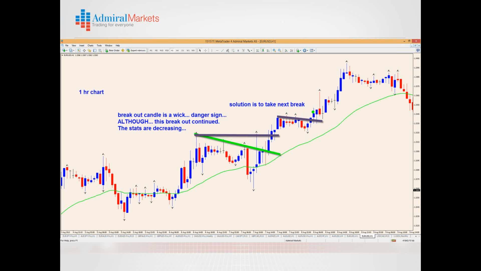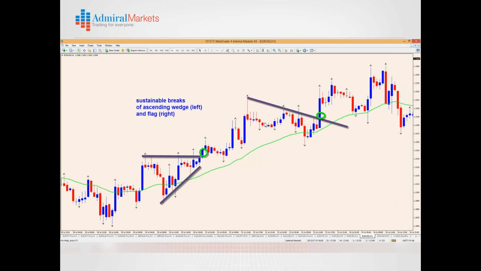Right in here, we have a break of this purple line, I would say. But the break is accompanied with 2 bullish candles. So that's a good break. We do have a rejection bar after that, but still continue to the upside. Some examples of sustainable breaks.